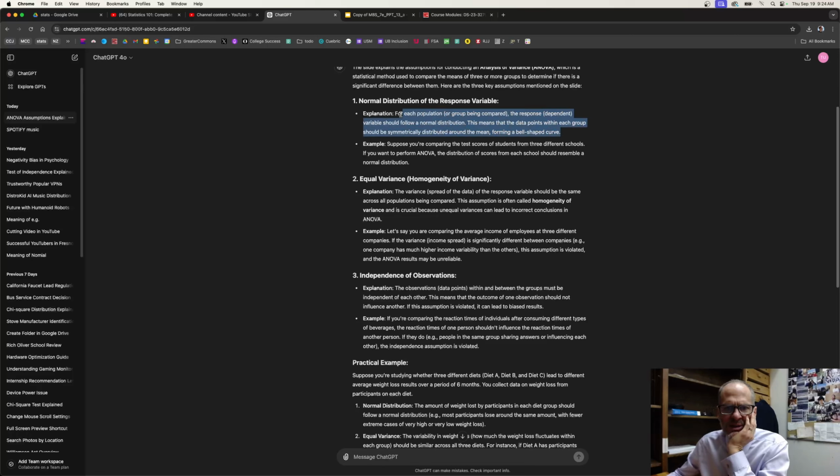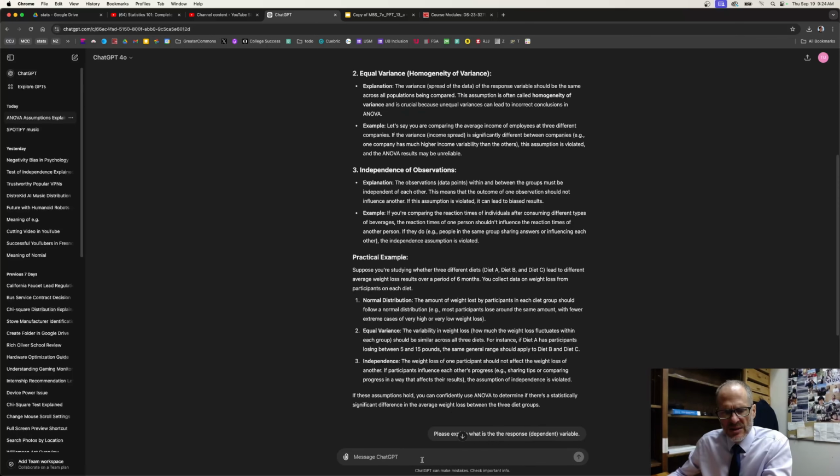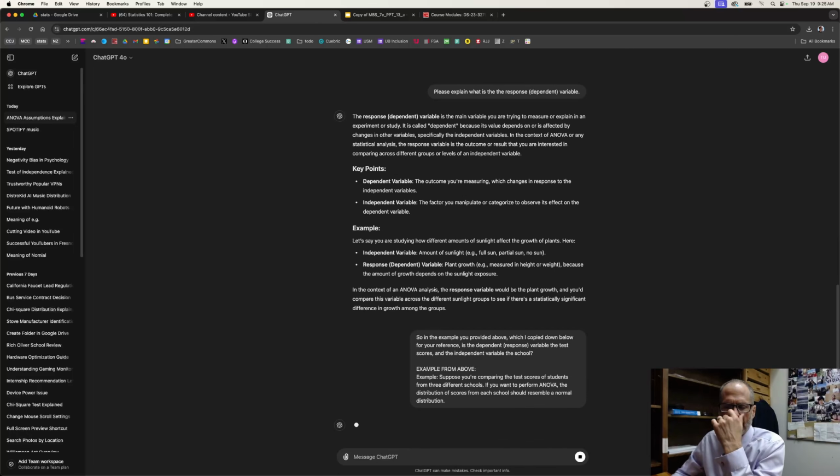So let's just make sure, and we'll clarify. We'll do this one here, copy that. So in the example you provided above, which I copied down below for your reference, is the dependent response variable the test scores, and the independent variable the school? Example from above. There we go. See what it says about that.